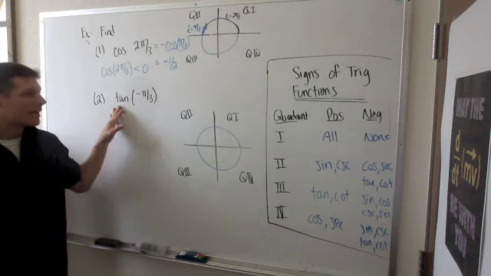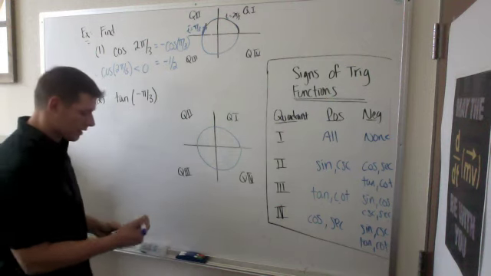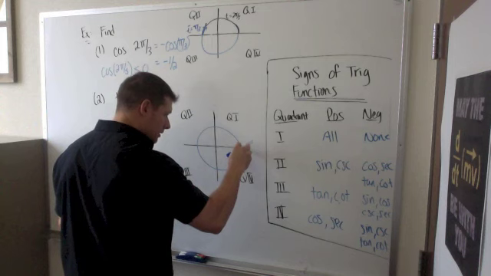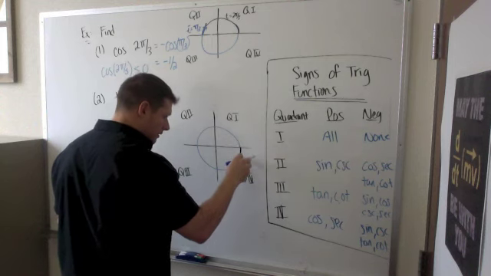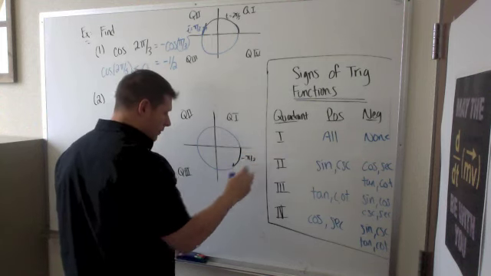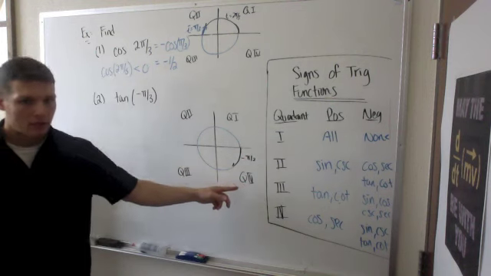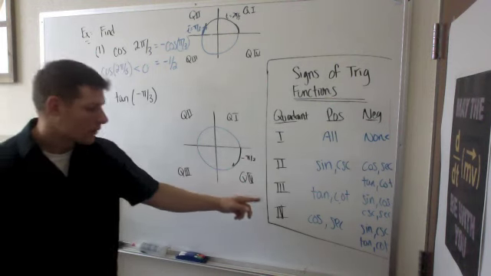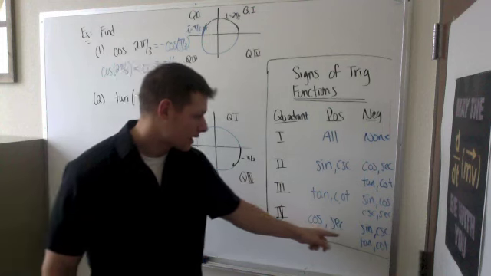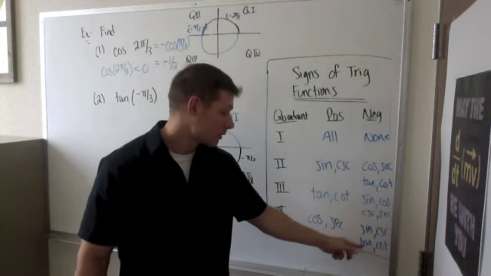Okay, tangent of negative pi over 3. Well, where's negative pi over 3? Negative pi over 3 lies right there, right? That's negative pi over 3. So we are in quadrant 4. Okay, what do we know about quadrant 4? What's going on with tangent in quadrant 4? Oh, it's negative. We know tangent is negative.